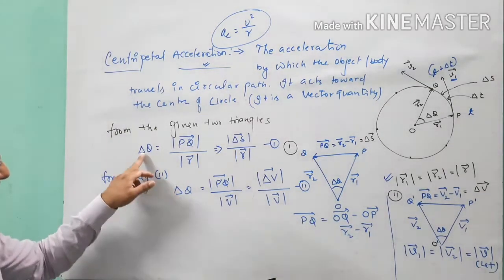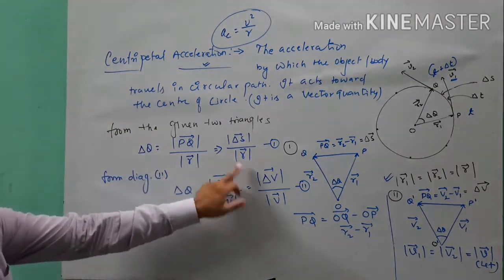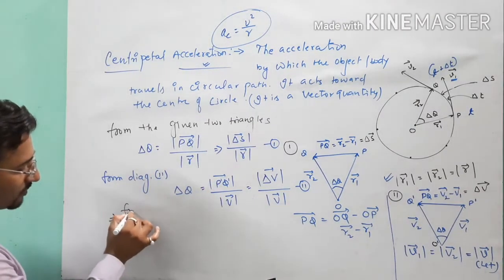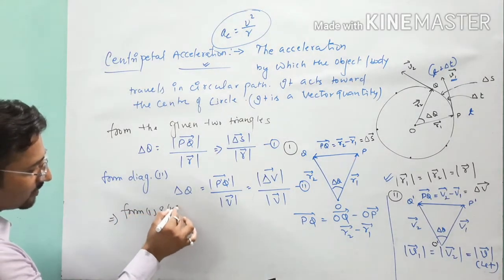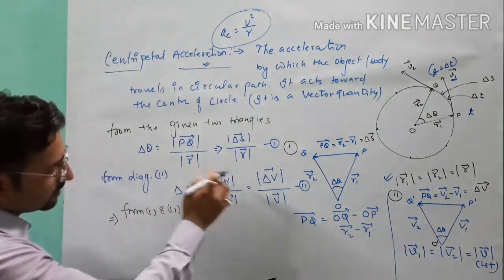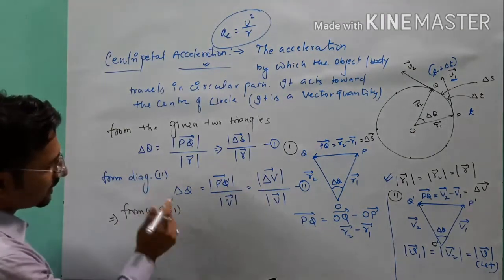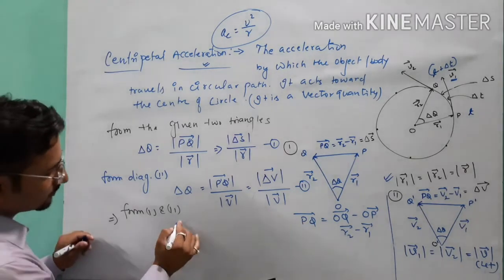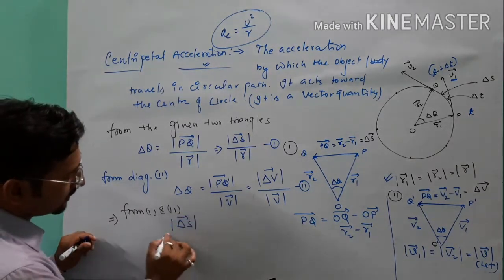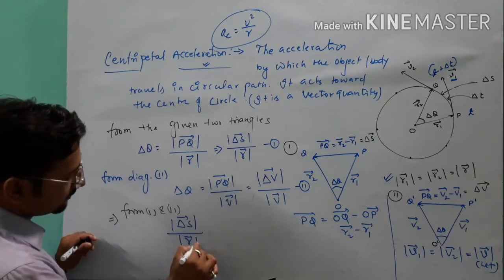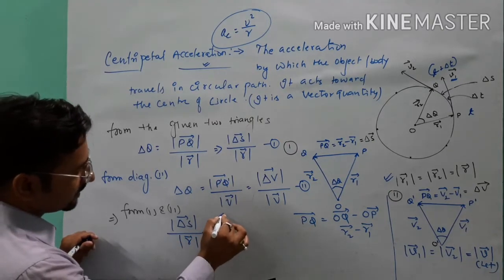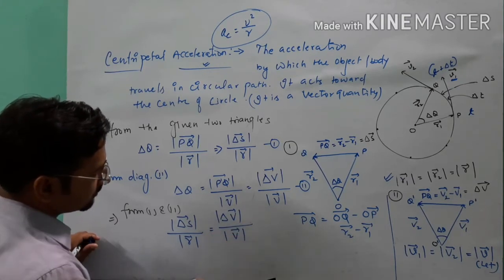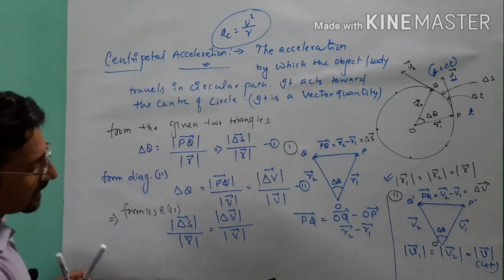Now from first and second, you can see that both equations are equal to delta theta. So I will write here, from first and second, you can see these two values are equal because they both are equal to theta. So I have written here mod of delta s over mod of r vector, and mod of delta v vector over mod of v is equal to this. Now I will write the values here.